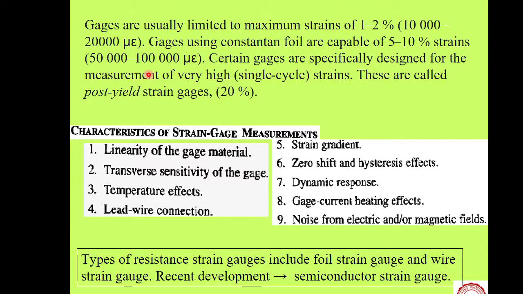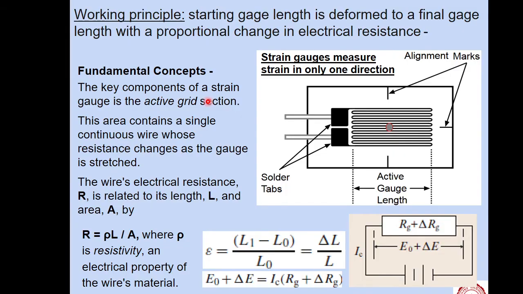So this is what is shown here, because nowadays foil type strain gauges are in use. Although wire type strain gauges were a part of the development, nowadays you will find foil type strain gauges everywhere. They have some additional advantages, we will see to it. So the working principle is that the starting gauge length is deformed to a final gauge length with a proportional change in electrical resistance. This is the fundamental principle.